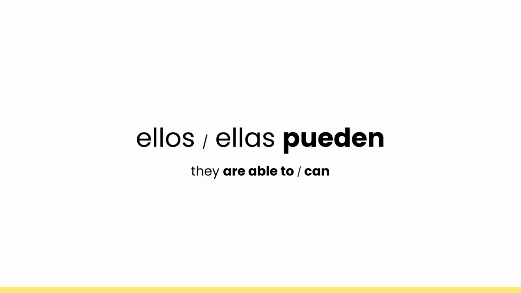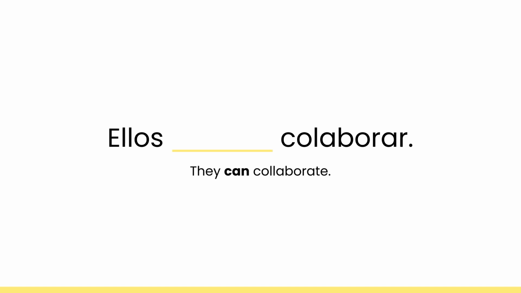All right, then our last conjugation, ellos or ellas, which means they. The conjugation for ellos or ellas is pueden. Ellos pueden. Ellas pueden. They are able to or they can. And then for our example sentence, we have they can collaborate. Ellos colaborar. So this becomes ellos pueden colaborar. They can collaborate or they are able to collaborate. Or ellas pueden colaborar, which also means they can collaborate or they are able to collaborate.